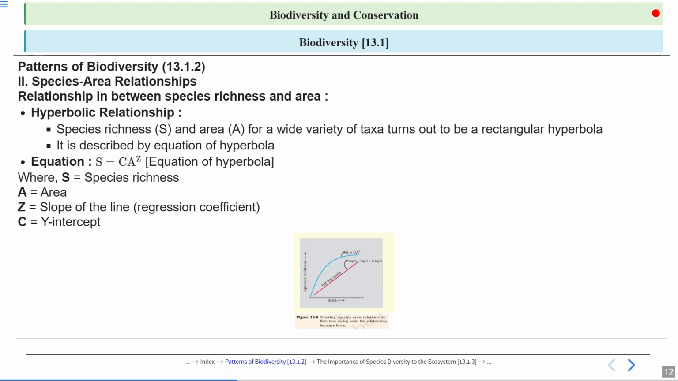Now you can see here, this is an image showing you the species area relationship. This is showing you how the species richness increases with the area. Here they have shown you the hyperbolic relationship as well, the rectangular hyperbola, and you get a straight line on log scale. For the rectangular hyperbola, you have the equation S is equal to C A^Z, and if you transform it to the log scale, you will get this equation: log S is equal to log C plus Z log A. Here you will get a straight line.